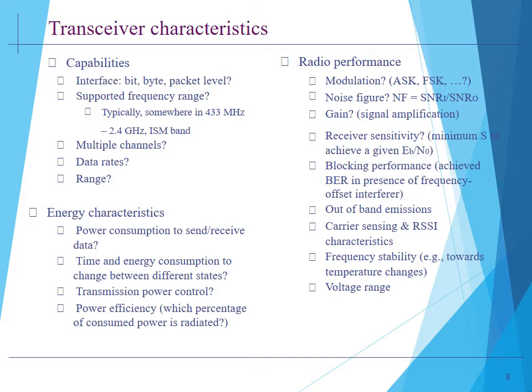What about the blocking performance? The blocking performance of a receiver is measured by the bit error rate in the presence of an interferer. The blocking performance can be improved by interposing a filter between the antenna and the transceiver.